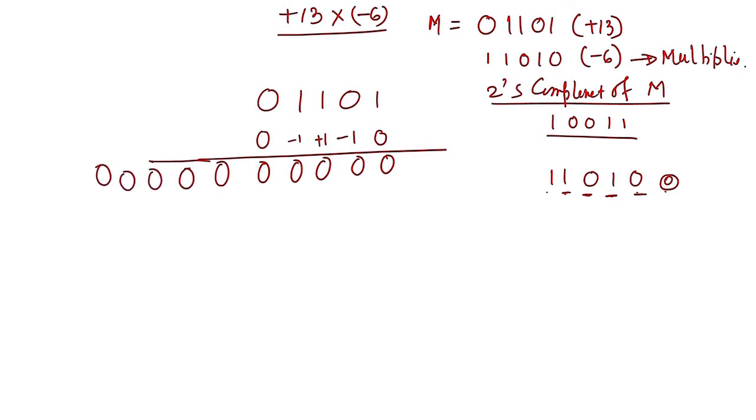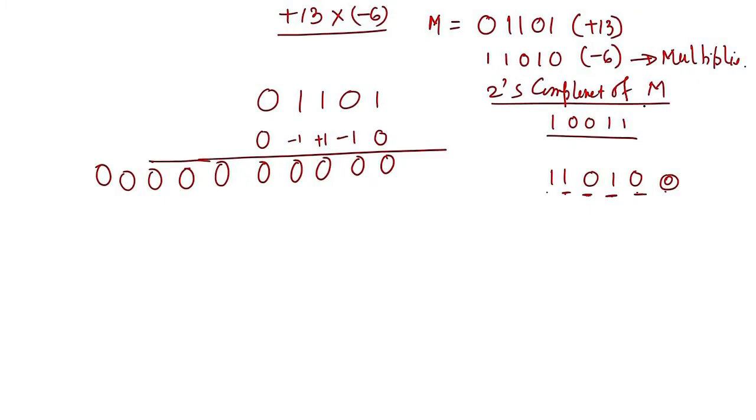Next is minus 1. Minus 1 means you have to subtract. Subtract means 2's complement you have to add. So, 2's complement of m is 1 0 0 1 1. Then you have to write from here, that is 1 1 0 0 1 and then all 1.